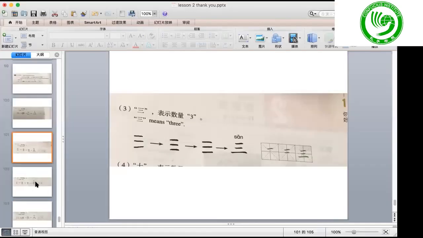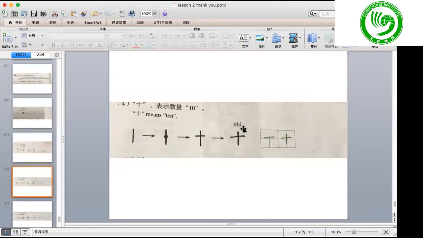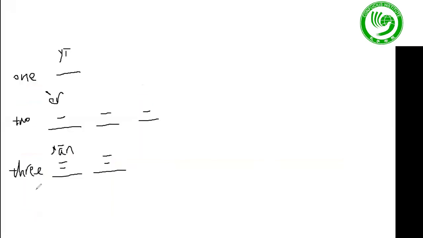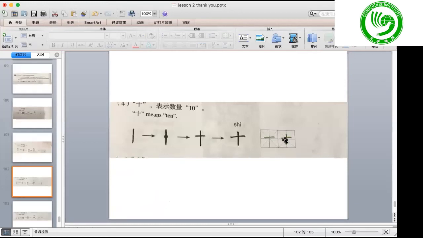Okay, and then next one. This is 十, means 10. It also has two strokes. This is the first stroke. This is the second stroke. How to write it? We write a Heng first, then a shu. This is shi, means 10. I'm not going to write the English here, but you write it down, please. Write a Heng first, then a shu. This is shi. Look at here as well.